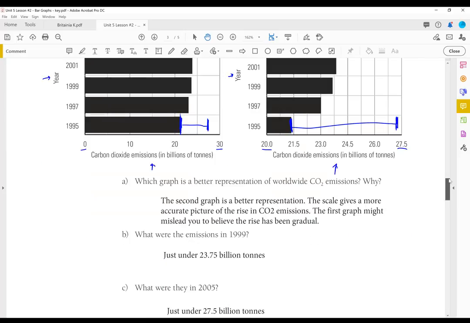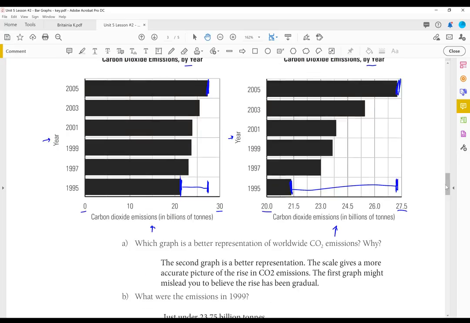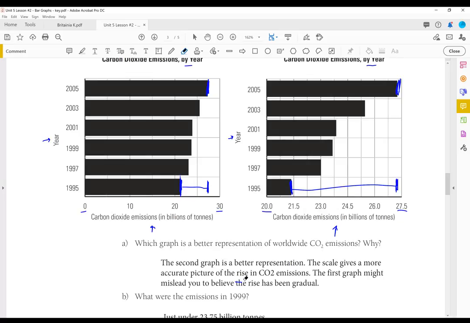We've got some questions that we're going to have to answer based on this. Okay, so A says, which graph is a better representation of worldwide CO2 emissions and why? Well, my answer is the second graph is a better representation because the scale gives a more accurate picture of the rise in CO2 emissions. The first graph might mislead you to believe the rise has been pretty gradual, but the second graph actually gives us a really good indicator that from 1995 to 2005, we've had a really large change.